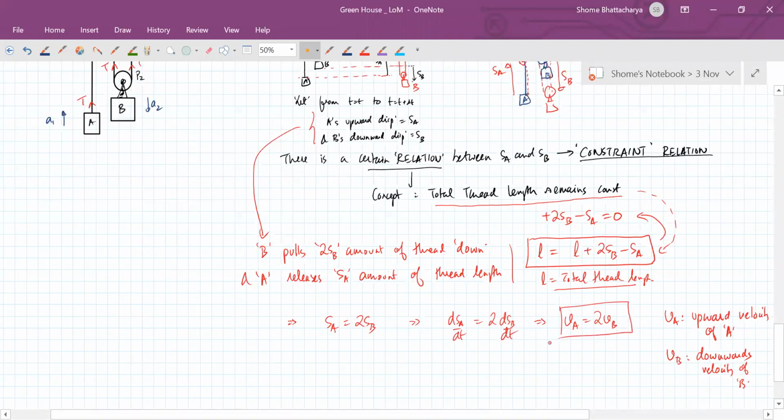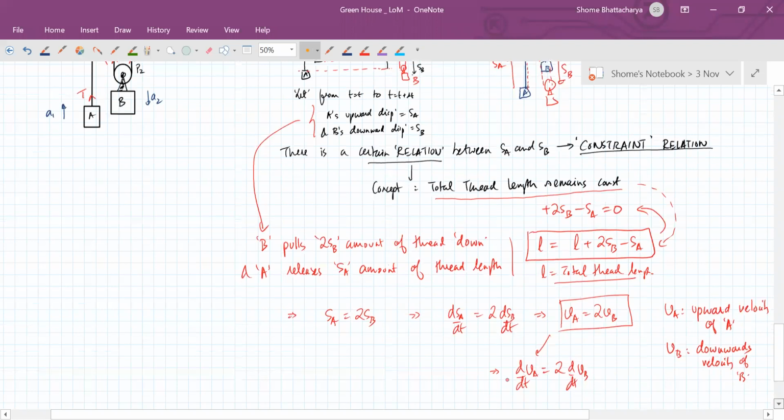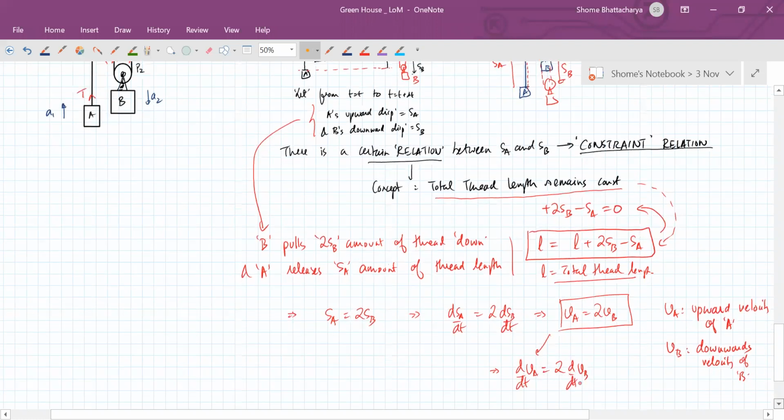Okay, so now differentiate this once more. So differentiation of VA should be 2 times differentiation of VB. And what is differentiation of velocity? It is nothing but acceleration. So the acceleration of A should have a magnitude of 2 times the acceleration of B.